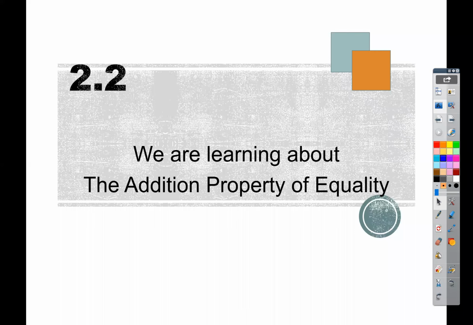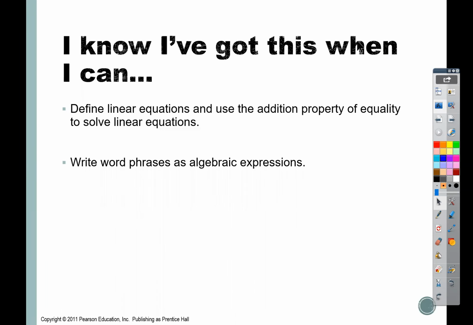Today we're learning about the addition property of equality. For most of you, this should be a review from pre-algebra. I know I've got this when I can define linear equations and use the addition property of equality to solve linear equations and write word phrases as algebraic expressions.